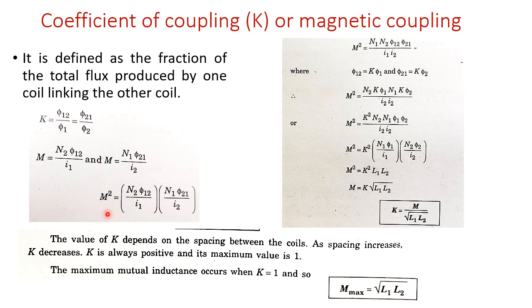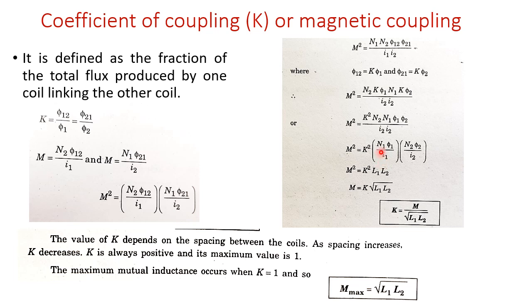Next we are going to simplify to find the value of M. Multiplying both, we get M square by multiplying these two terms. For simplification we use phi12 and phi21. From the expression, phi12 is equal to K into phi1, and phi21 is equal to K into phi2. Substitute these two values in this equation. Therefore, M square is equal to N2 K phi1, with K phi2 substituted for phi21, and in the denominator it is I1 and I2, not I2, I2. It is I1, I2.